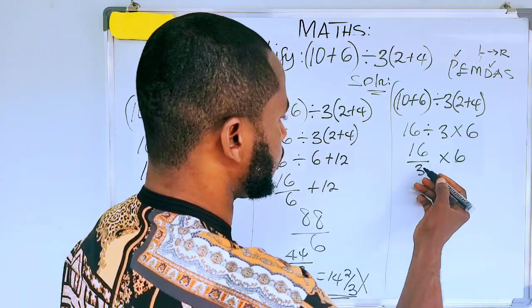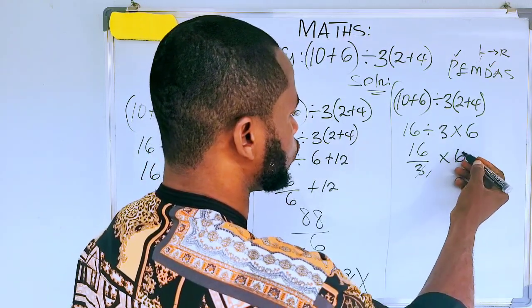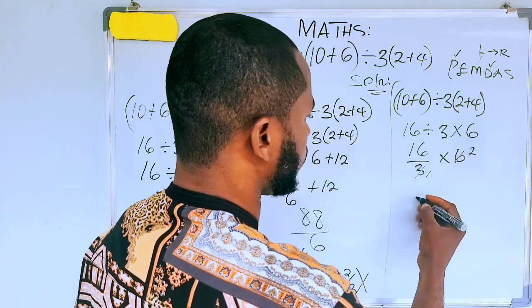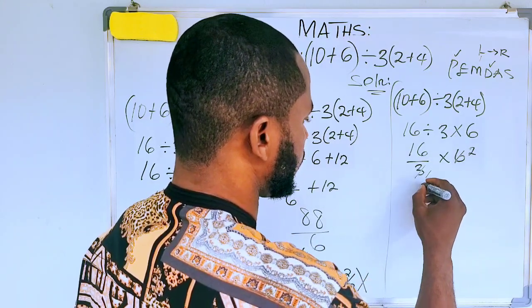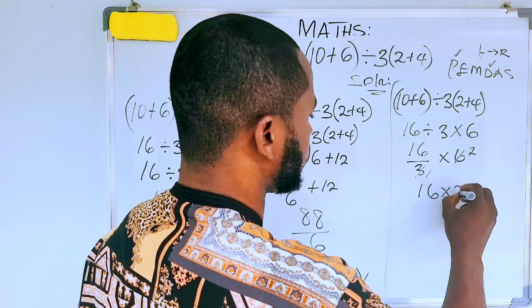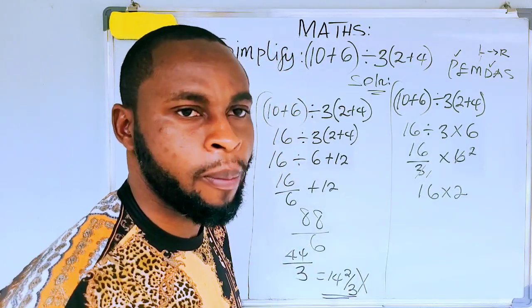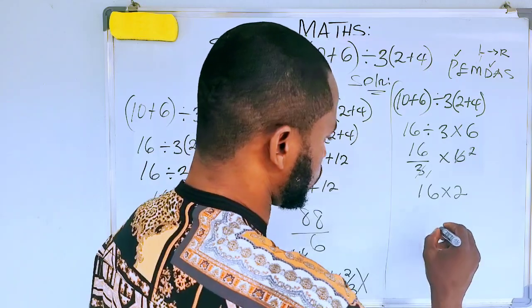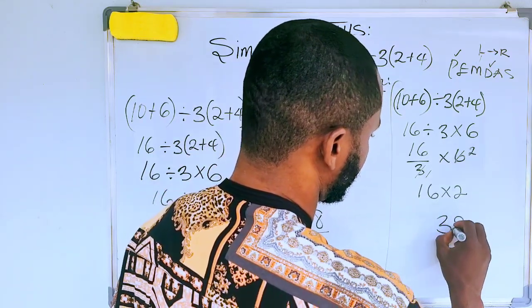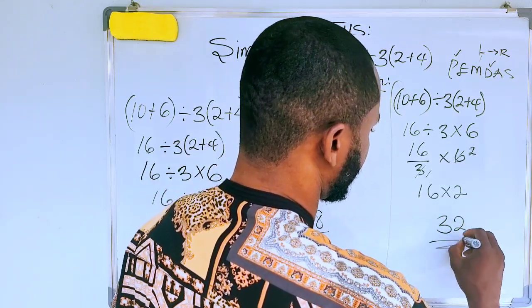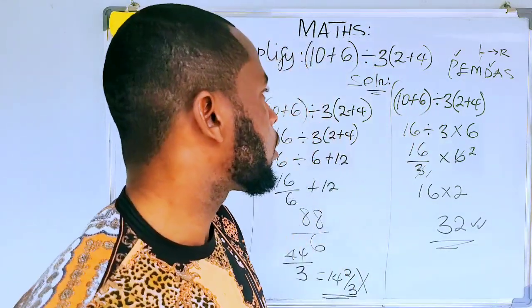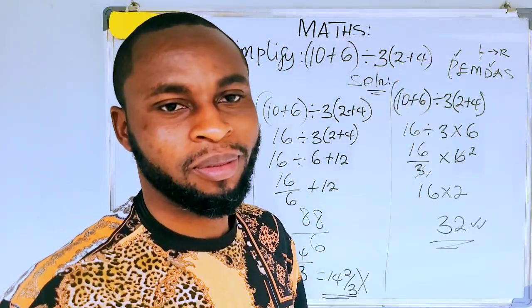Then here, 3 will divide 6, and 3 into 6 is 2. But as such, we have here 16 multiplied by 2. When 16 is multiplied by 2, that will give us 32. And this is the correct answer to this expression right here on the board.